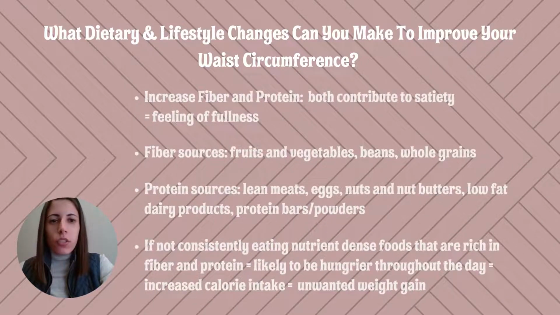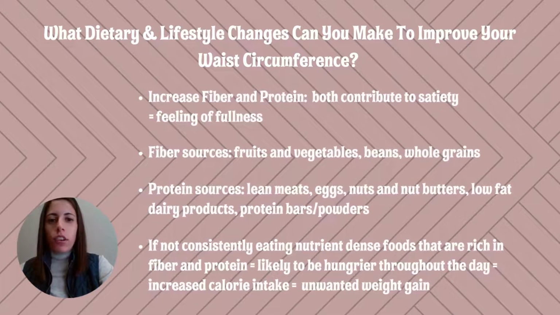The next thing that you can do to improve your waist circumference is really focusing on increasing fiber and protein. Both of these contribute to what's called satiety, which is a feeling of fullness. So, sources of fiber that we should focus on are things like fruits and vegetables, beans, and those whole grains. Things that we talked about that can help with your blood sugar control as well, doing those whole grains instead of the white, starchy, refined grains.